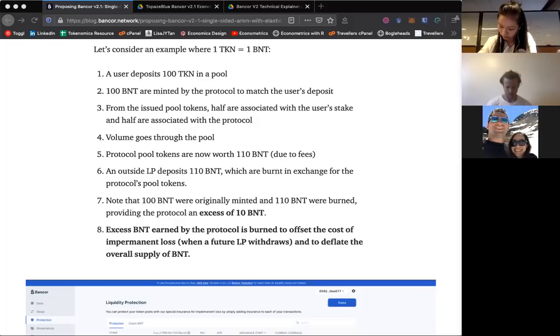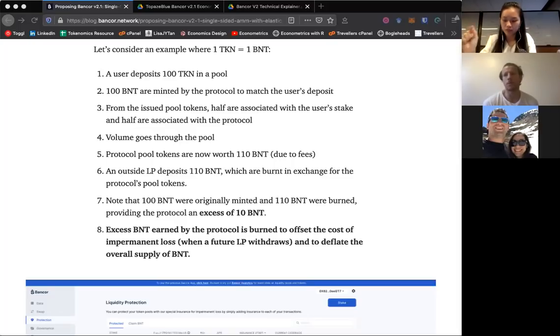Before we go on to insurance, what will be the impact on the constant inflation and deflation of BNT supply? What is the impact on the price of BNT, considering that there's a constant inflation and deflation of BNT supply?